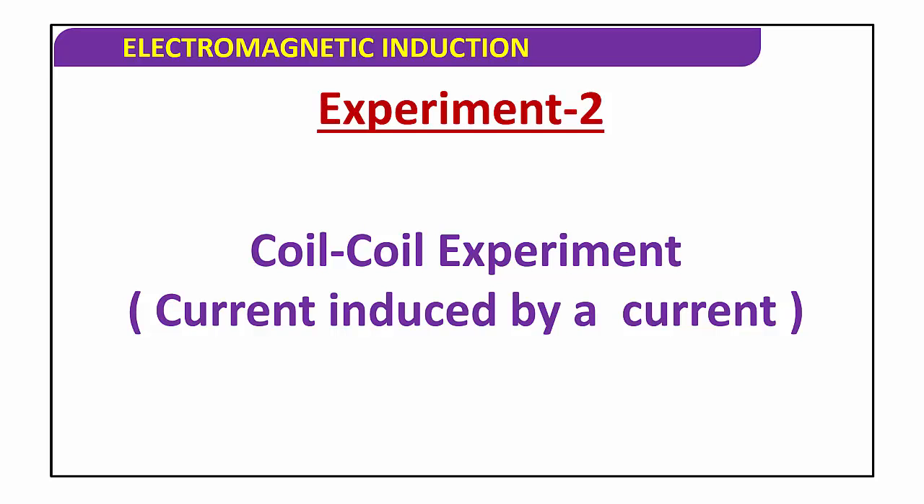Experiment 2 is the coil and coil experiment, which is also called current induced by a current. Remember, in experiment 1 we considered a coil and a magnet. But here there is no magnet. Instead of a magnet we are going to consider 2 coils. Using 2 coils, how to induce or generate current, that we can study in experiment 2.